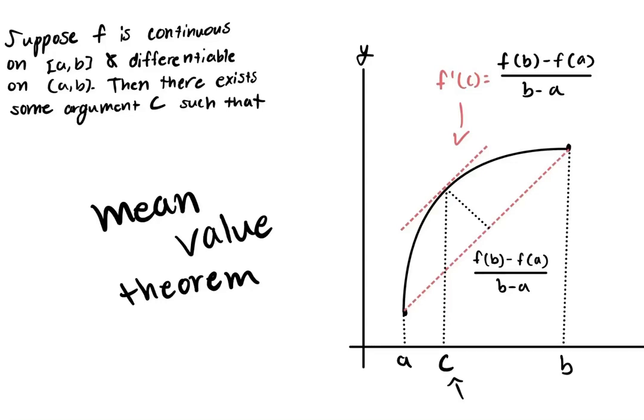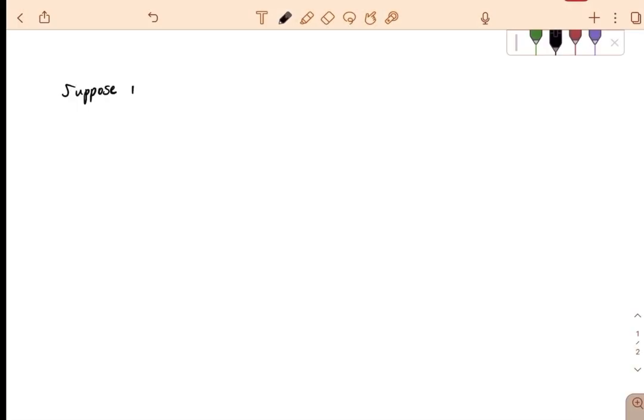Our topic is the mean value theorem. The mean value theorem is a fairly simple and very intuitive math process. Let's get started here. Suppose f is continuous on the interval a to b and differentiable in between.